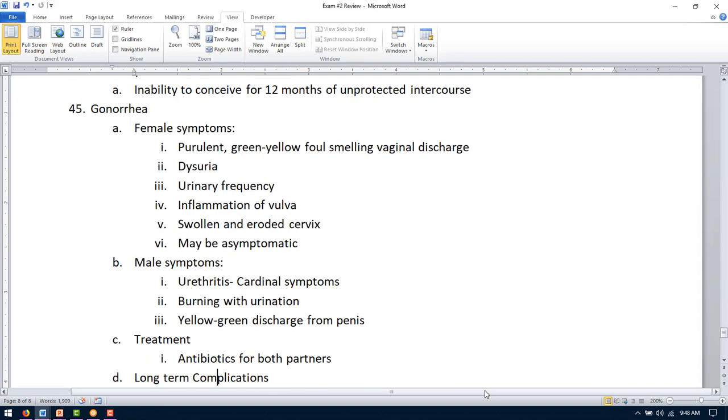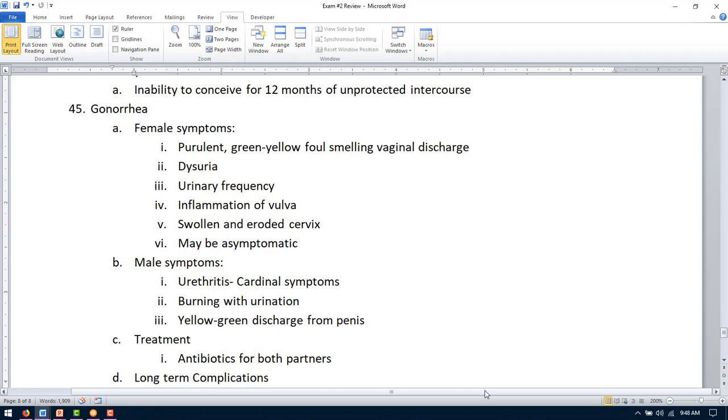Gonorrhea, the female is going to have purulent green, yellow, foul-smelling discharge. They're going to have trouble urinating, frequency. Their vulva is going to be inflamed. Their cervix is going to be swollen. But then they also might be asymptomatic.